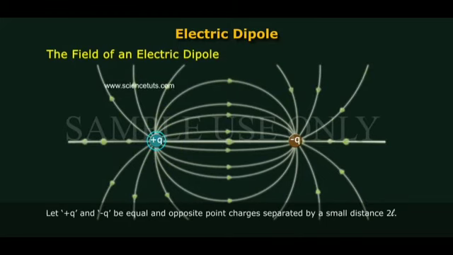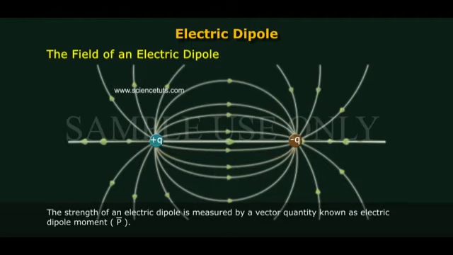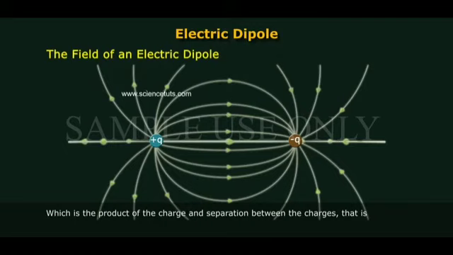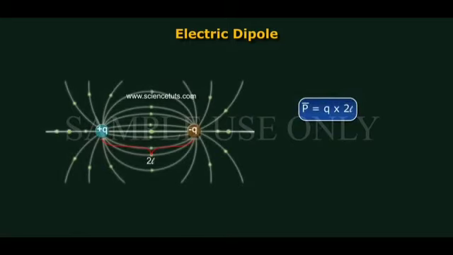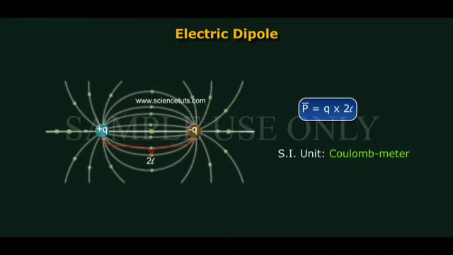Let plus Q and minus Q be equal and opposite point charges separated by a small distance 2A. The strength of an electric dipole is measured by a vector quantity known as electric dipole moment P bar, which is the product of the charge and separation between the charges, that is, P bar is equal to Q into 2A. The direction of P bar is always from negative to positive. The SI unit of dipole moment is coulomb meter.